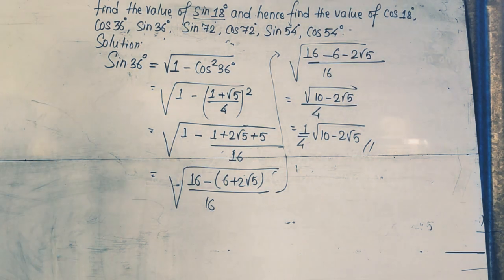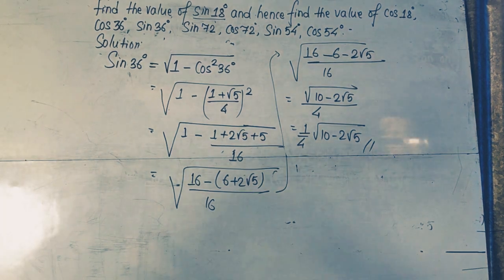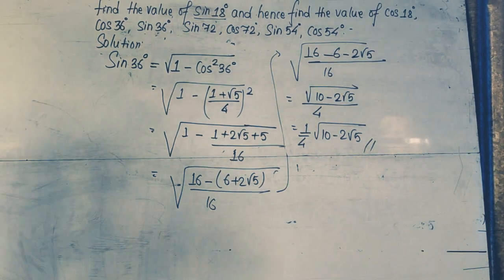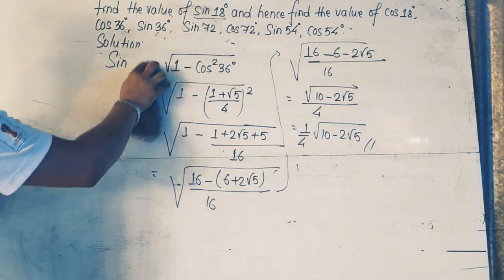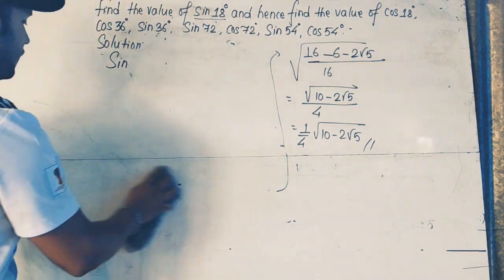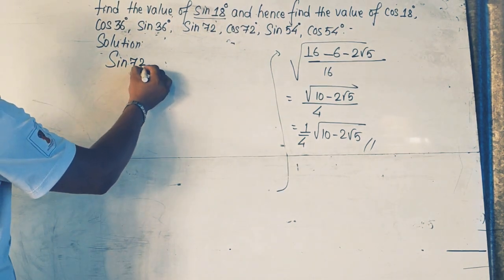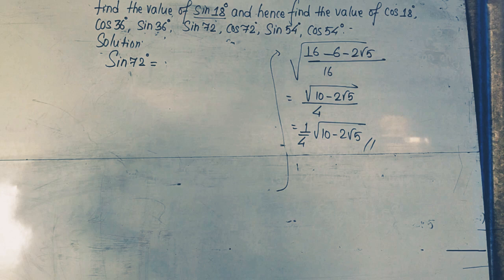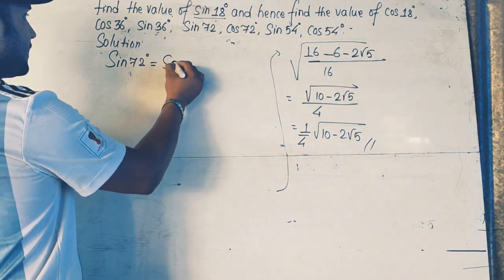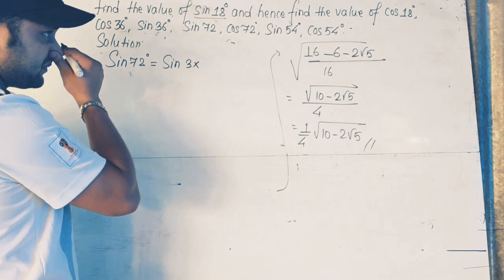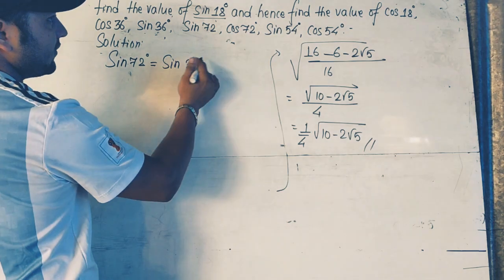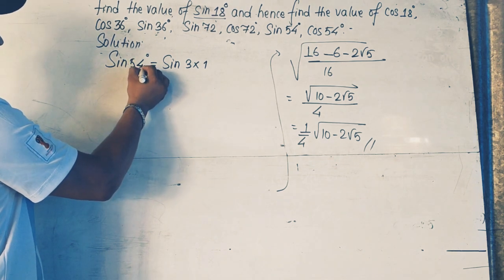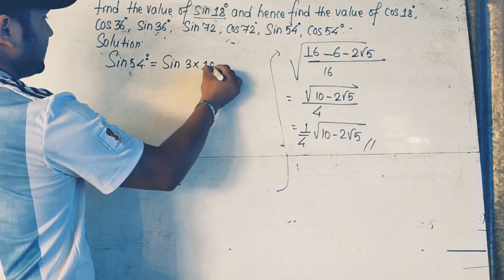Now in the similar manner we also have been told to find the value of sine 72 degree. In order to find the value of sine 72 degree, let's find sine 54 degree at first. To find sine 54 degree we can use sine 3 into 18 degree, because 18 into 3 gives you 54 degree.